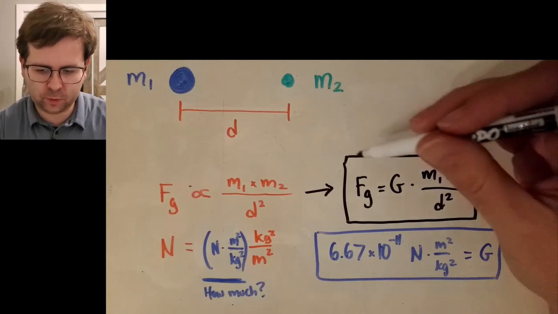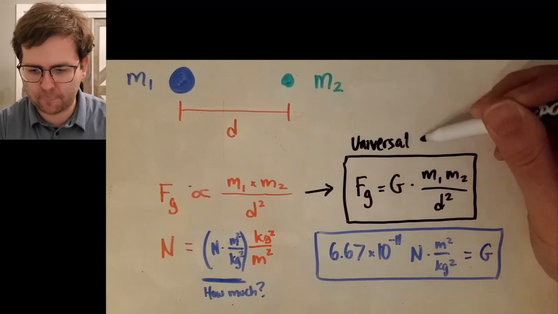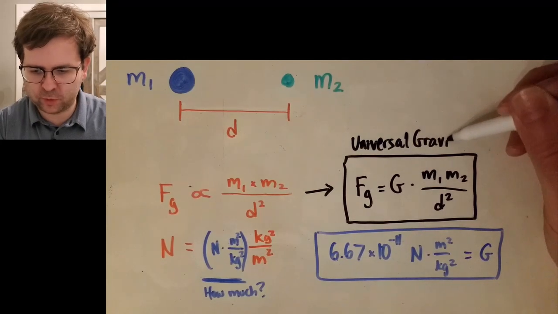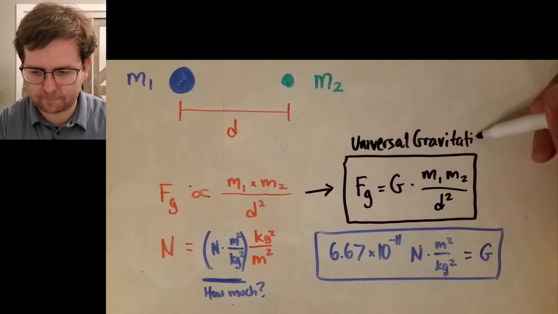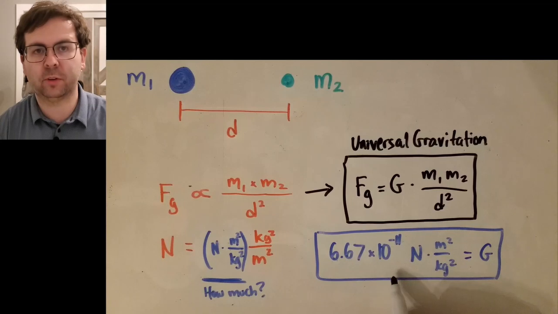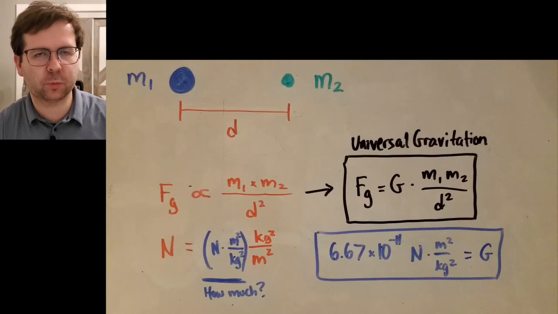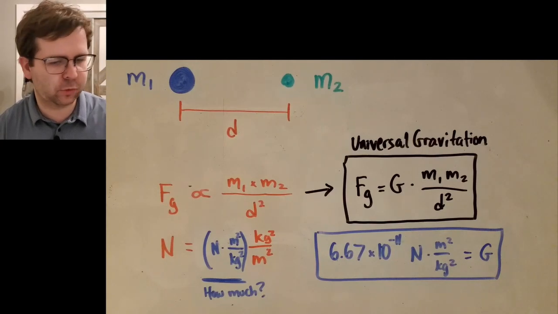So this is the universal gravitation equation. And this was originally developed by Isaac Newton. And this value of G is 6.67 times 10 to the negative 11. So I'd like to show you how we can work some word problems with this equation.